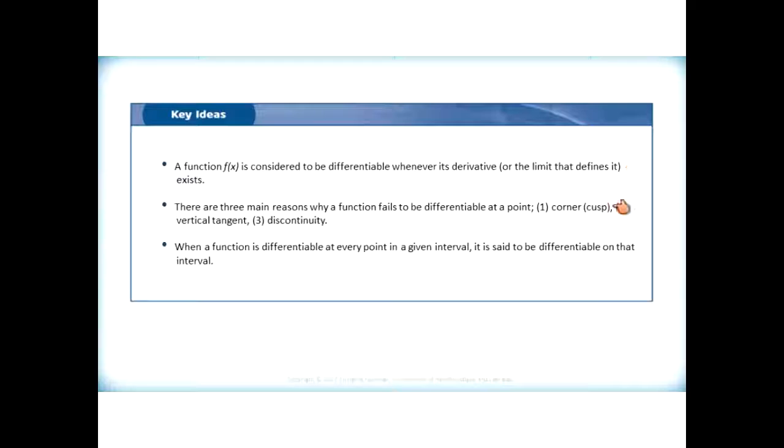So we know that one is a corner or a cusp point, second is a vertical tangent, and the third is a discontinuity. And when a function is differentiable at every point in a given interval, we say it's differentiable on that entire interval. So that's pretty much everything you need to know about differentiability in Calculus 3208.